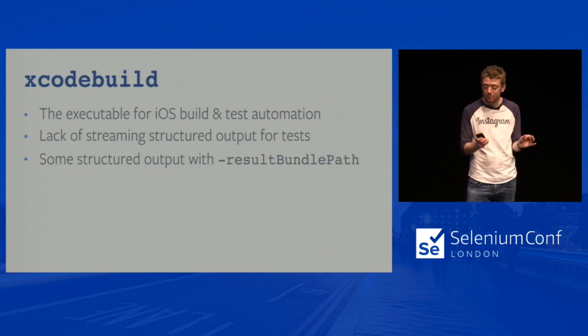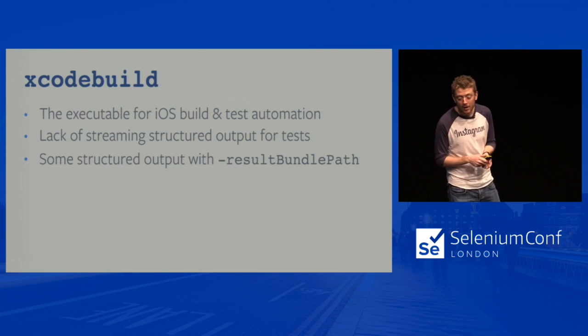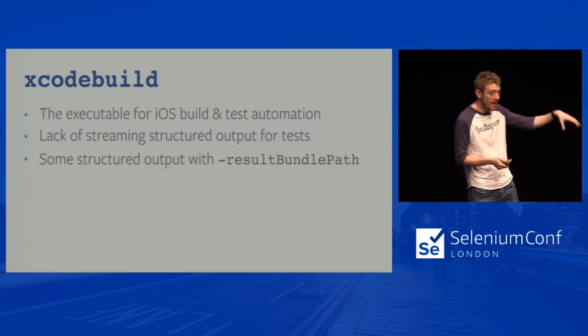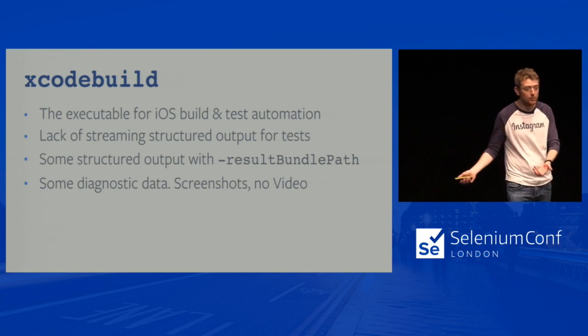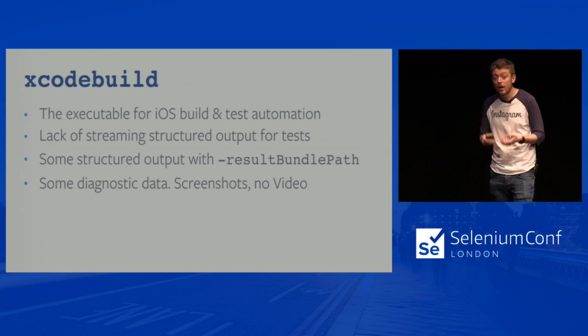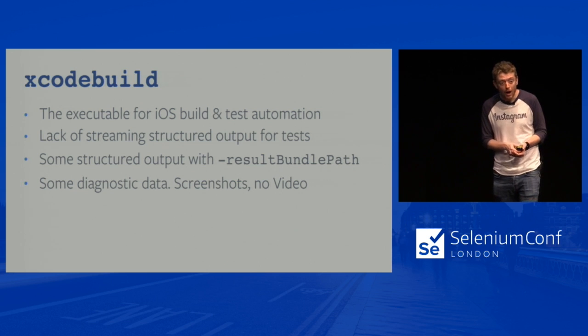Obviously, you can get some structured output with this dash result bundle path argument. This will output a test result bundle, as they call it, which contains a lot of screenshots every time a UI interaction happens, as well as more structured output from the test run, but this happens at the end of the test run. And you can get some diagnostic data from this bundle. There are screenshots. There isn't any video, unfortunately.